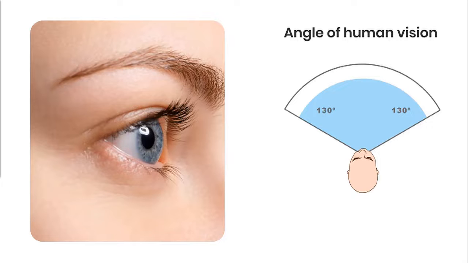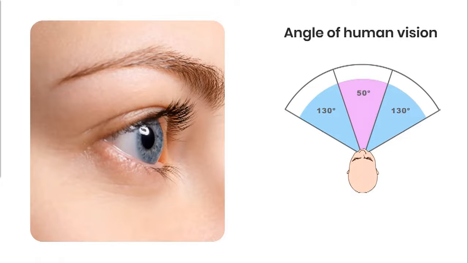But when we actually speak about what's directly in front of us and what we focus on, well, that field of vision is actually much smaller and is 50 degrees. Only 50 degrees. So that focused field of vision that we see when we look straight forward and we're looking directly at something is about 50 degrees.